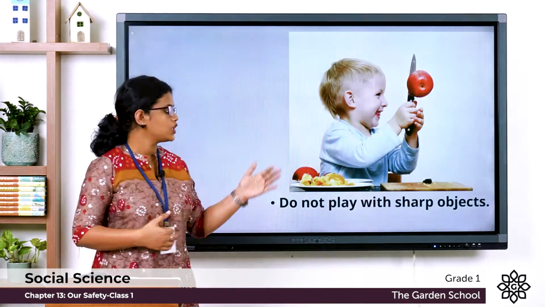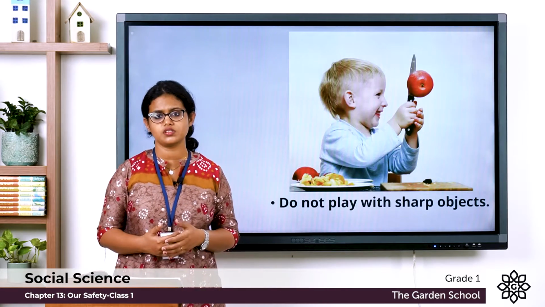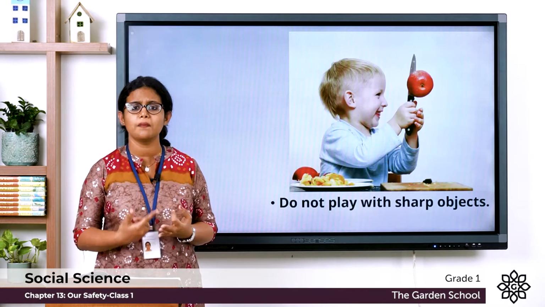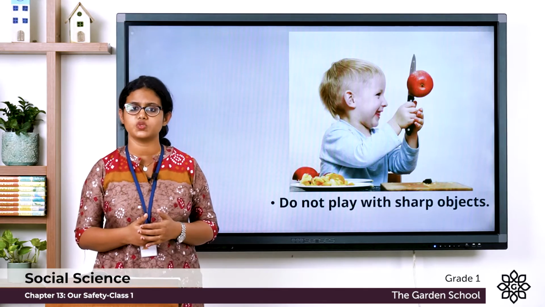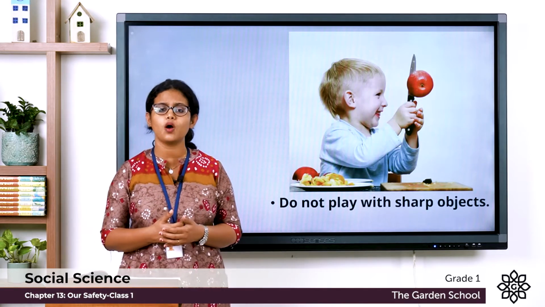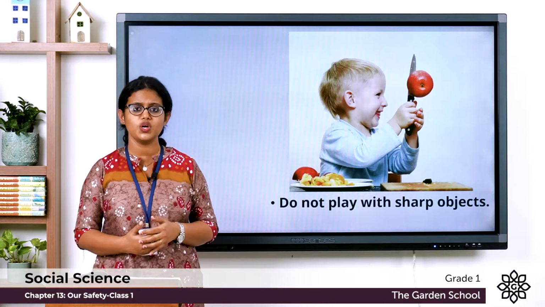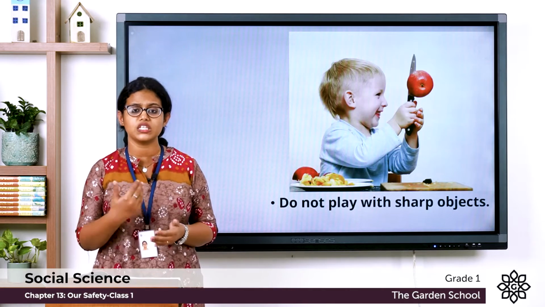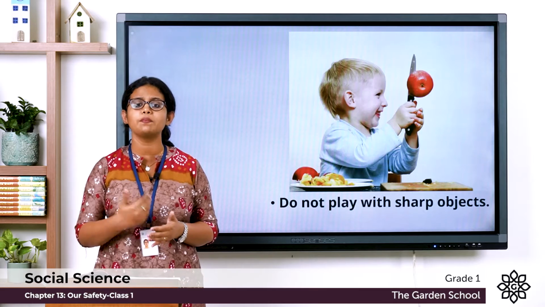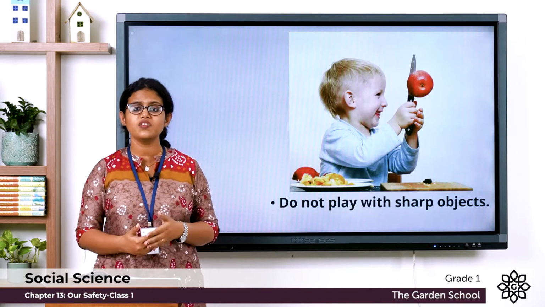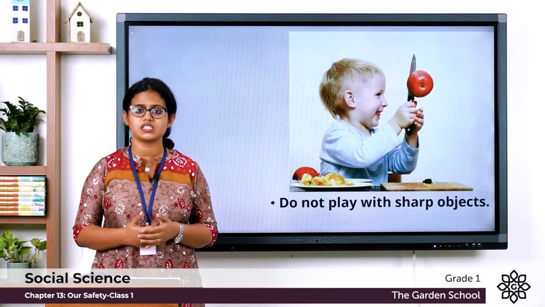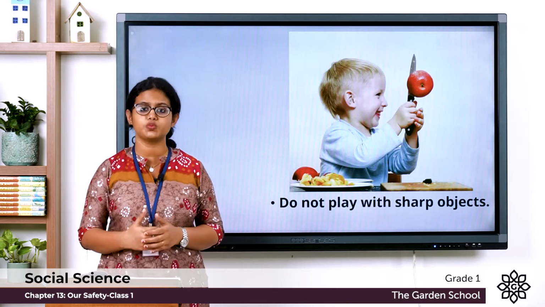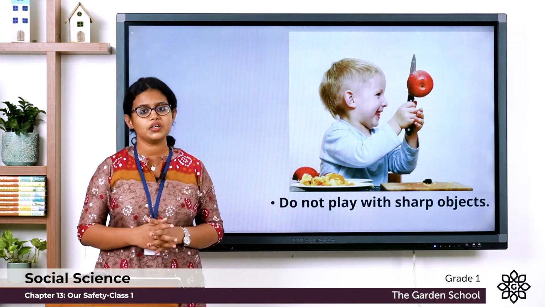The second one is, do not play with sharp objects. You all know what sharp objects are. For example, knife, scissors, blade, all these are sharp objects. What happens when you play with them? It can hurt you. If you want to use any of these sharp objects, you can use them with the help of your parents. You also should not touch broken glass pieces, because it can hurt you.